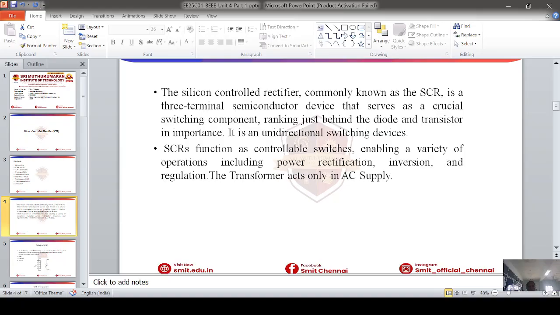Introduction. A Silicon Controlled Rectifier is a three-terminal semiconductor switching device. It is widely used in power electronics for controlling and regulating electrical power. It acts as a controllable switch and is capable of handling high voltage and high current.